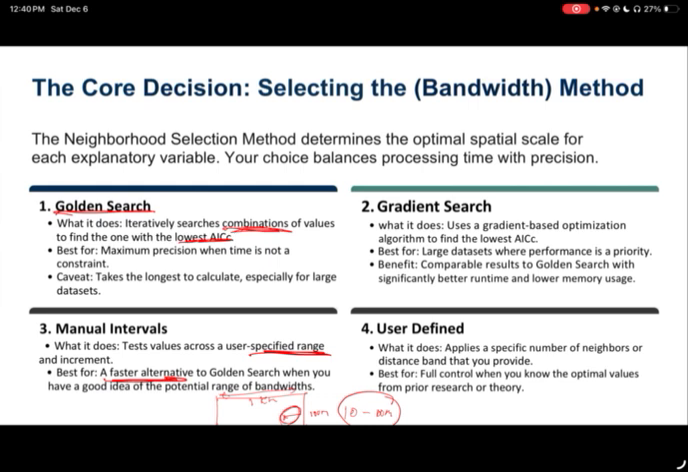And the last is user defined. With user defined, you can specifically set the bandwidth value. For example, if you understand that the impact of a variable, like house area, will only reach 100 meters, you can set the bandwidth to 100 meters directly.